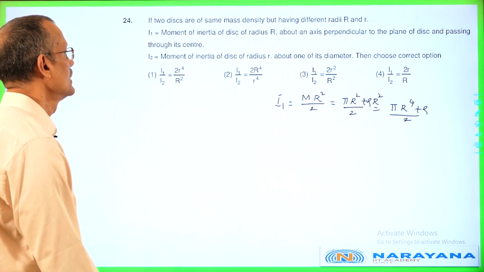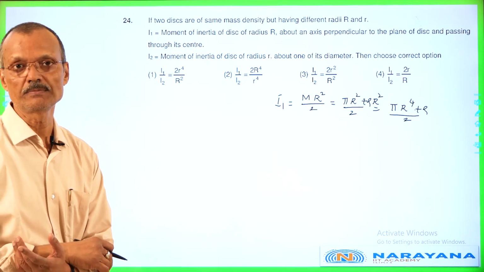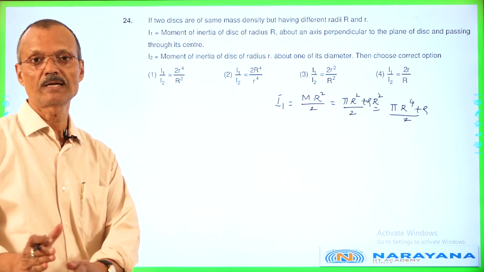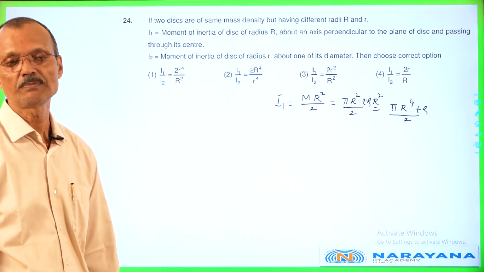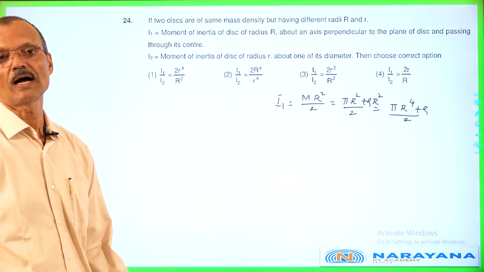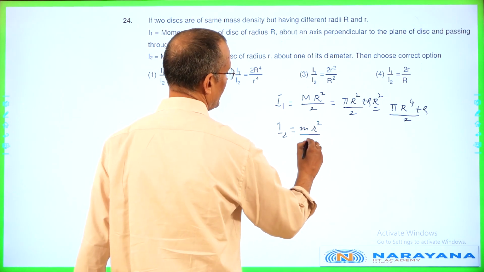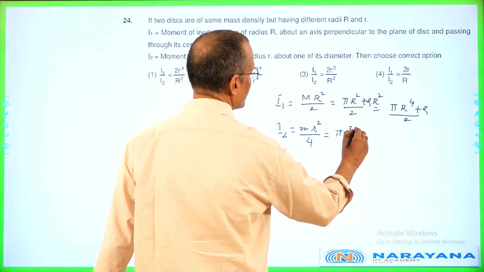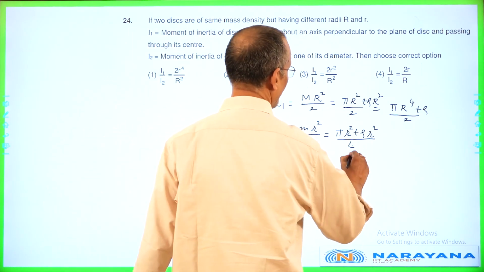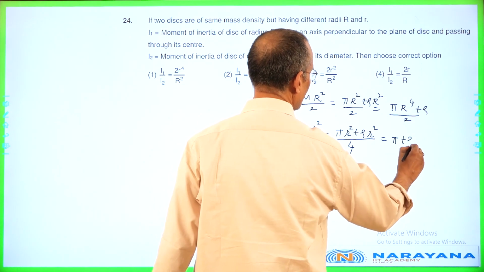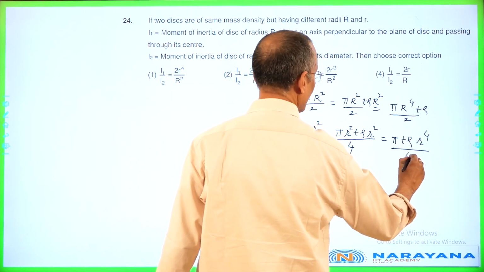And for the other disk of radius r, they are asking you about one of its diameters. So, about one of its diameters, if you use the perpendicular axis theorem, it will become mr square by 4 plus mr square by 4, then it will become mr square by 2. Your Iz is mr square by 2, right? So, Ix will be equal to Iy, that is mr square by 4. So, I2 is mr square by 4. It will become pi r square t rho r square by 4. So, you have pi t rho, and this is becoming r 4 by 4.